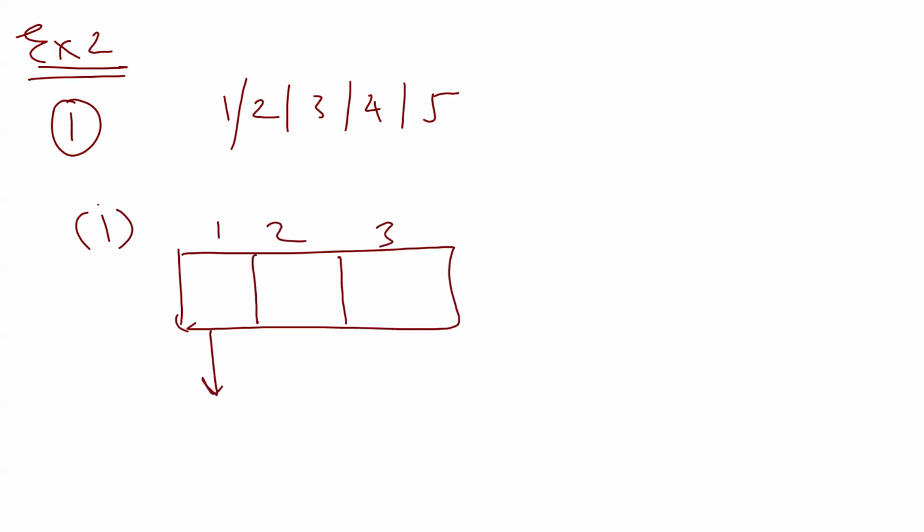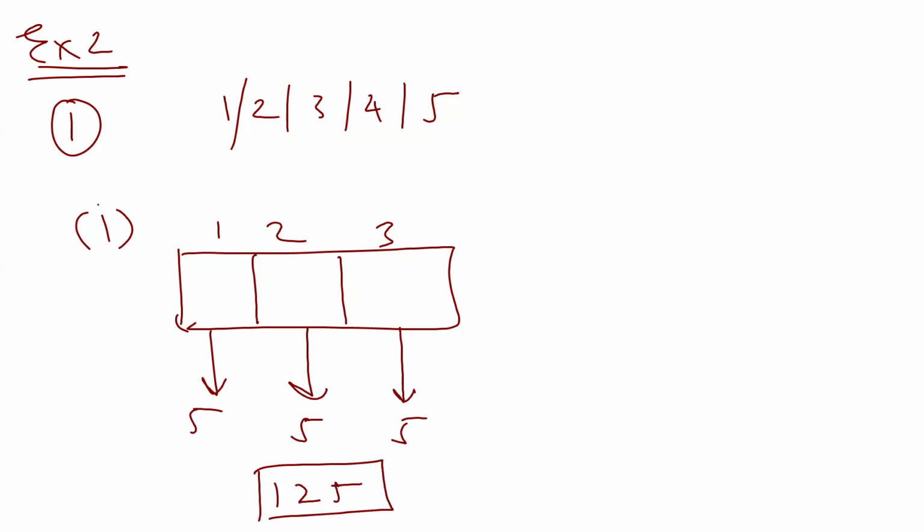So this can be occupied in 5 ways because there are 5 numbers: 1, 2, 3, 4, 5. Any one out of these 5 can be utilized over here. This again 5 and this also 5. So total 125 ways.